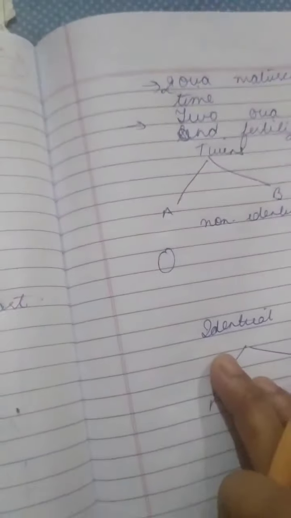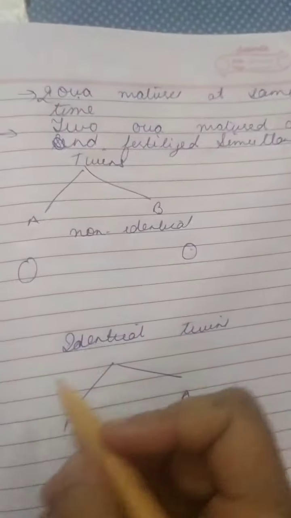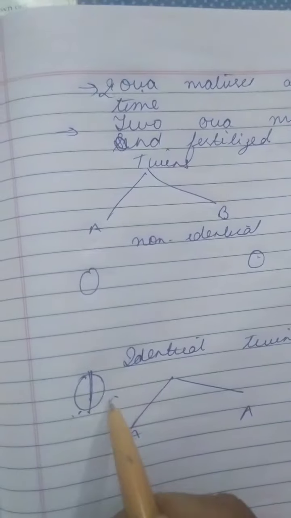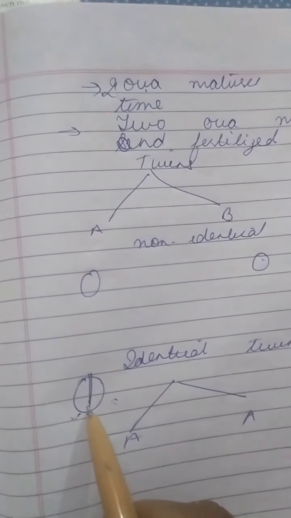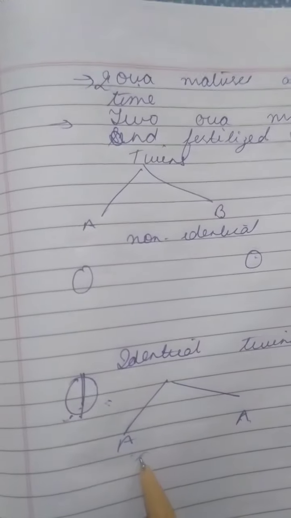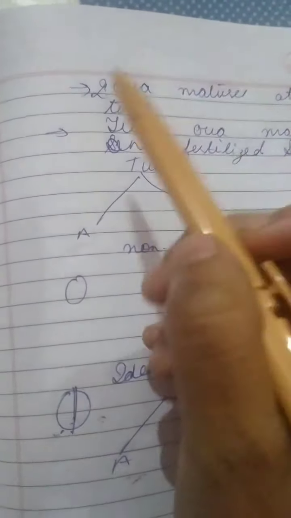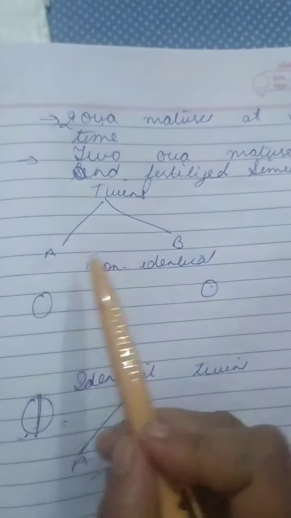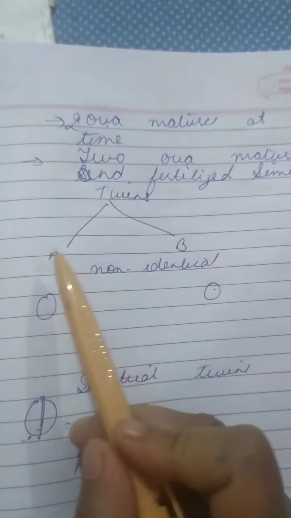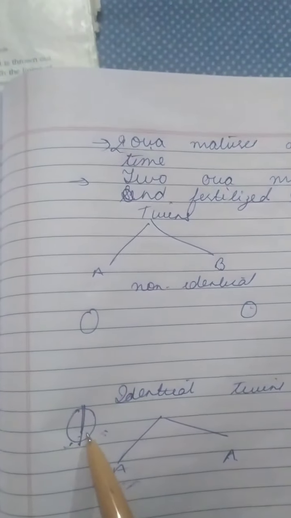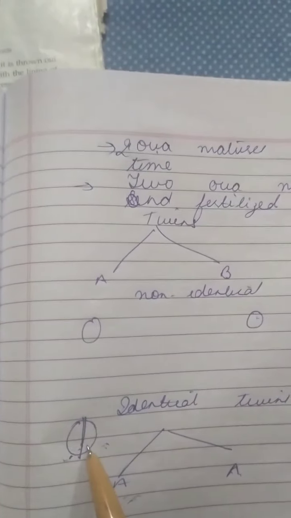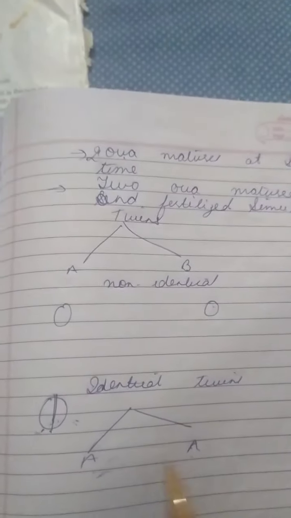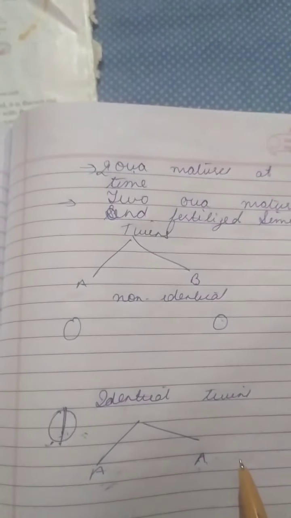But sometimes a single ovum divides into two, and two identical cells develop from a single zygote. These are known as identical twins. When two ova mature at the same time and fertilize simultaneously, they give rise to twins which are non-identical, for example A and B. But when a single egg divides into two, it gives rise to identical twins, which means both look the same and resemble each other.